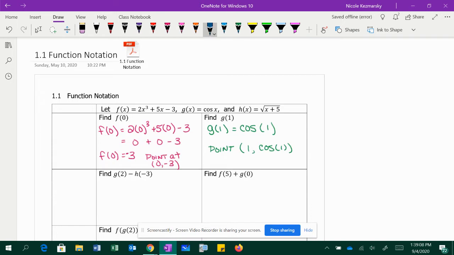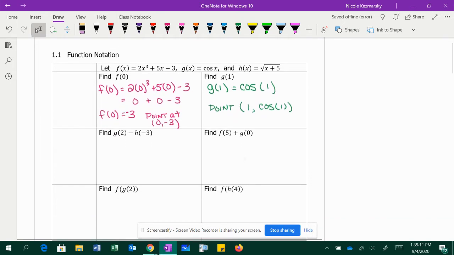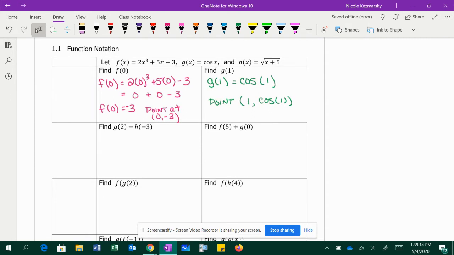In the next example, we have multiple functions being evaluated. We want to find g of 2 minus h of negative 3. So that means I'm going to take g, which is cosine of x, and plug in 2. Then I'm going to subtract h of negative 3. So I'm going to take h, which is square root of x plus 5, and plug negative 3 into that. Cosine of 2 I'm going to leave alone because it's not on my unit circle, and I'm looking for exact values. In the square root, we've got 5 minus 3, and so that's going to be square root of 2. That's irrational, so I'm going to leave that alone.